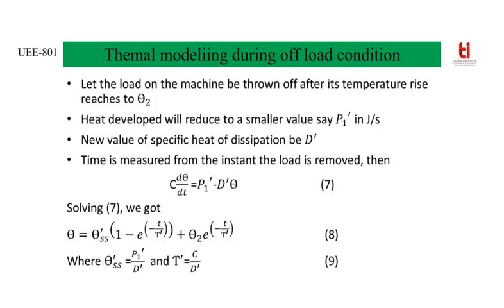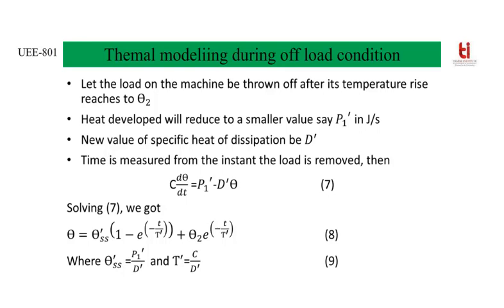Now its temperature keeps on decreasing from theta 2 to some other temperature, as the heat developed inside the machine is now reduced. Let's take that value as P1 dash in joule per second. A new value of specific heat of dissipation is d dash. Then we can write this first order differential equation: C d theta by dt is equal to P1 dash minus d dash theta. Solving this first order differential equation, we can write theta is equal to theta ss dash times 1 minus e to the power minus t by tau dash, plus theta 2 e to the power minus t by tau dash.